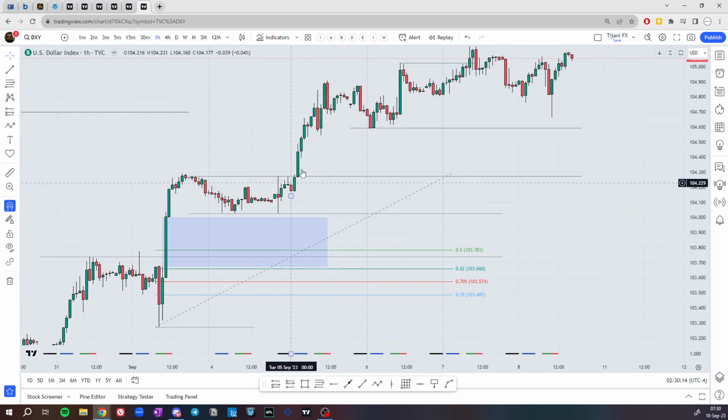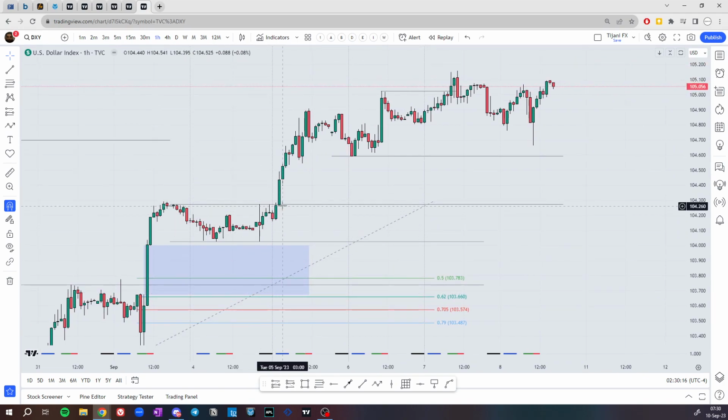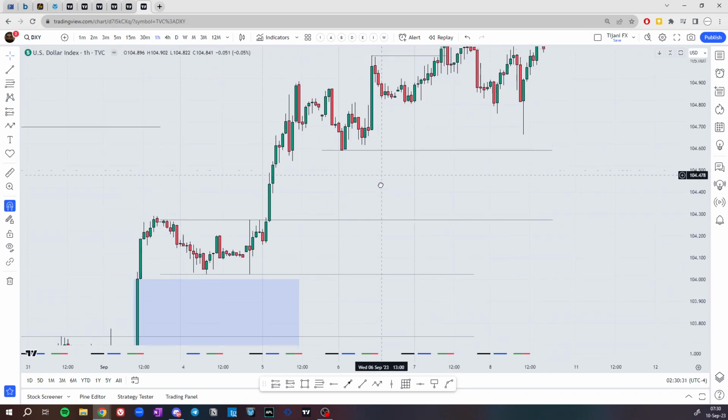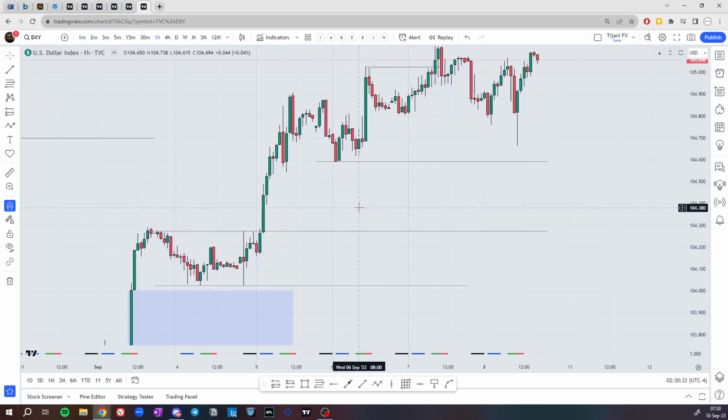That made me shift to not wait for this fair value gap to be filled and look for an entry on Wednesday or Thursday. I think on Wednesday I was waiting for something like this. Price has taken this low here as a break of market structure.